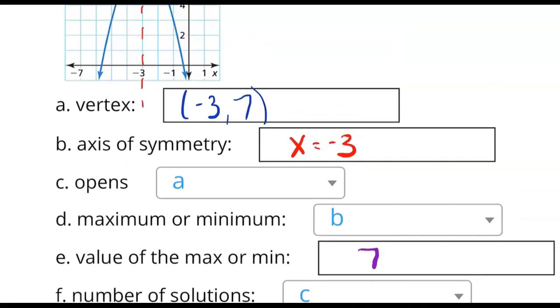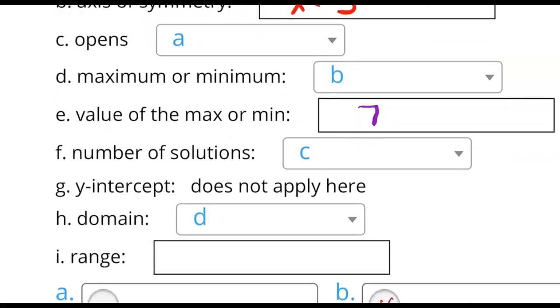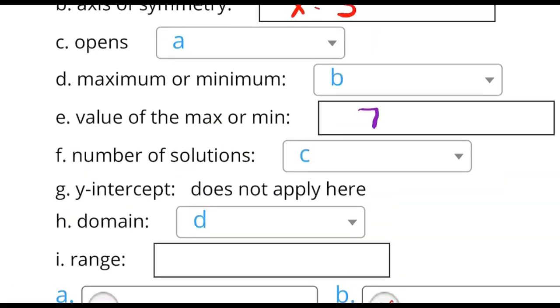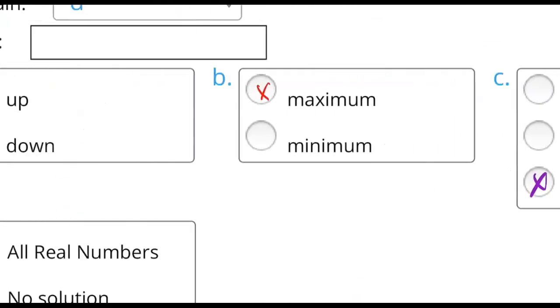Then we have number of solutions. Solutions are all about where does it cross the x-axis, how many times. So if I look here, it crosses once here, crosses once here. Number of solutions, 2. We'll talk more about that coming up, but for now, we're just going to say 2. It says C. Oh, my page is over here. There we go. So B2.